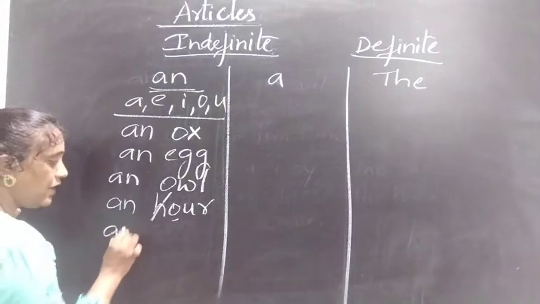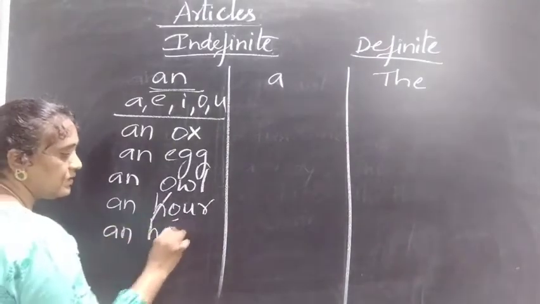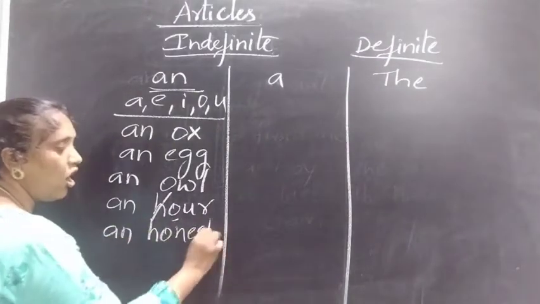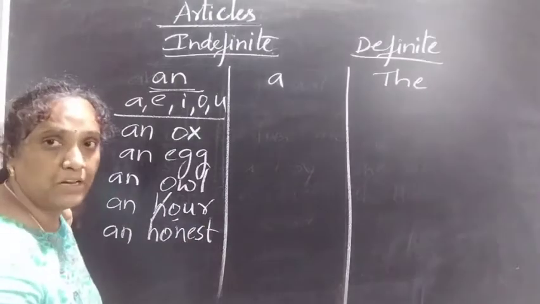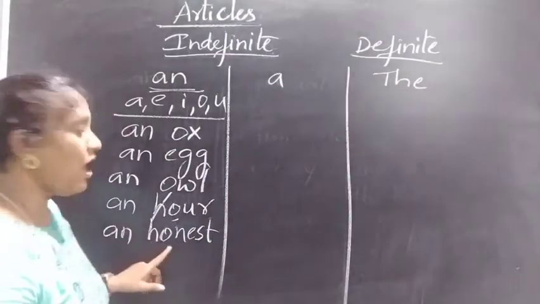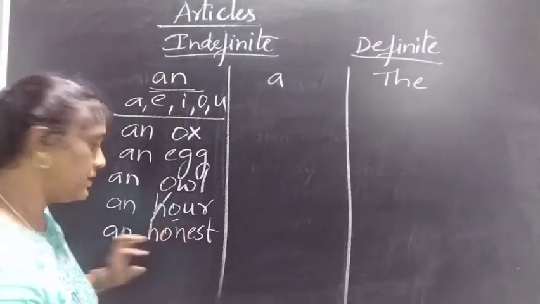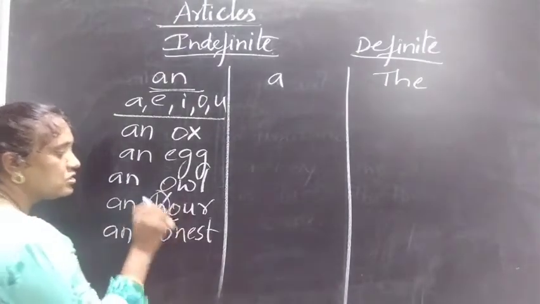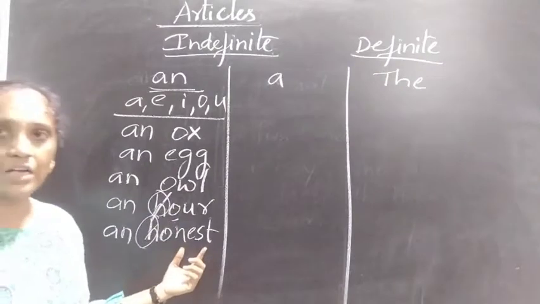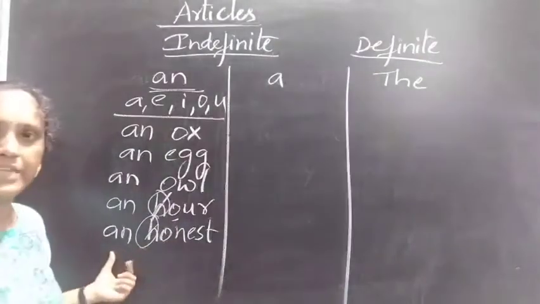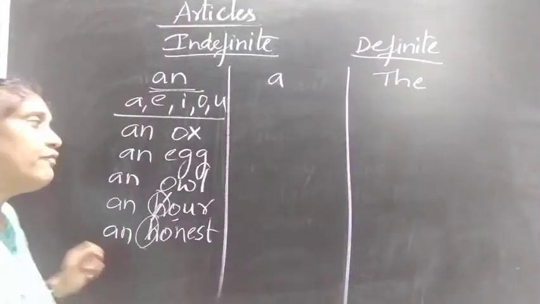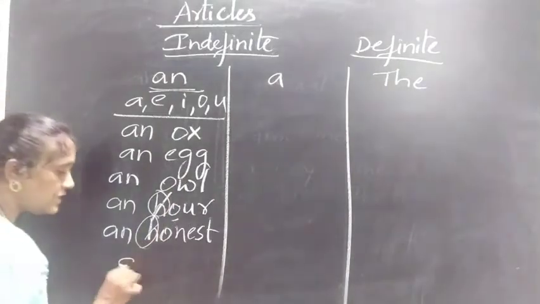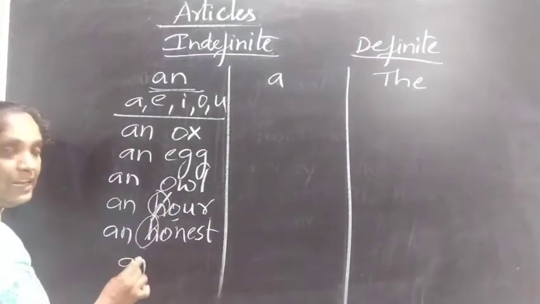And an honest person. I can't say ha-nest, I won't pronounce ha, ho. I will say honest person. Here the H is silent. I don't pronounce the H, so I pronounce it with a vowel sound. Therefore, because of the vowel sound, I use an. Even for every word which starts with a vowel, like an elephant.